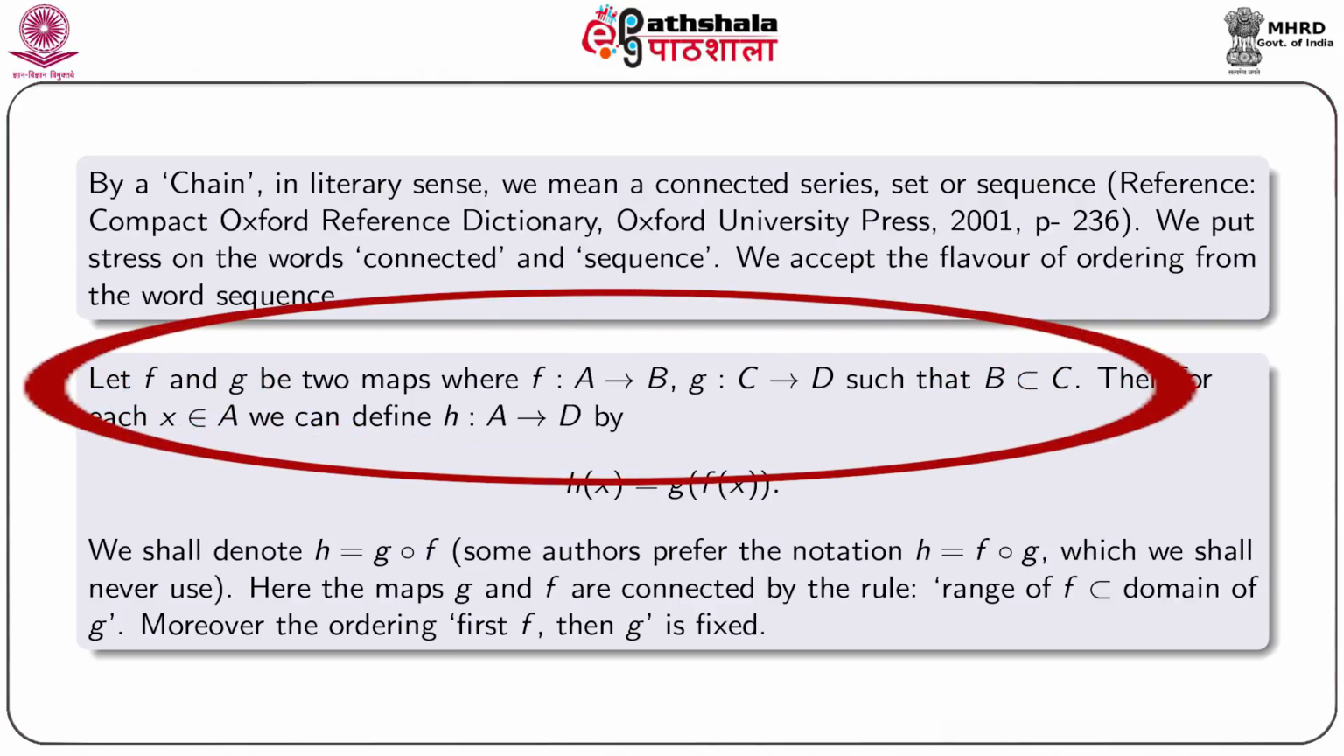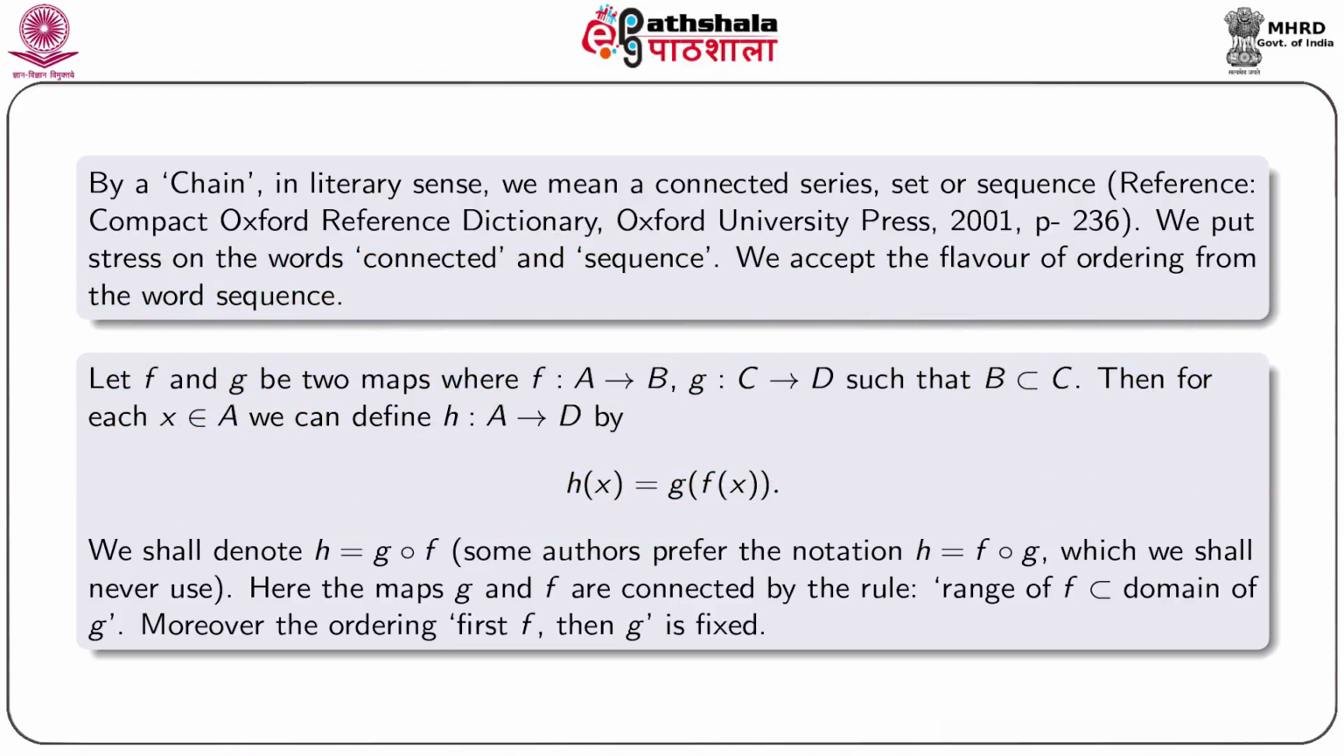Let F and G be two maps, where F is a map from A to B and G is a map from C to D. A, B, C, D are arbitrary sets satisfying B is a subset of C. Then for each x in A, we can define another function H from A to D. Note here, A is the domain of F and D is the codomain of G. And the defining rule for H is H(x) equal to G of F(x), and we shall denote H equal to G compose F.